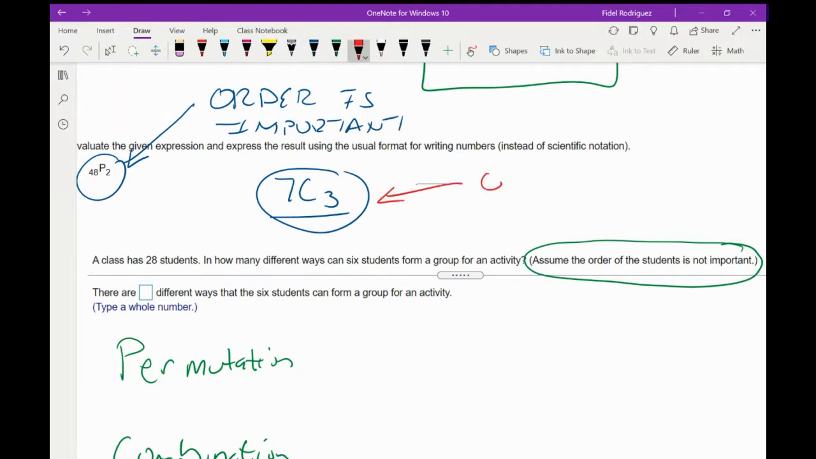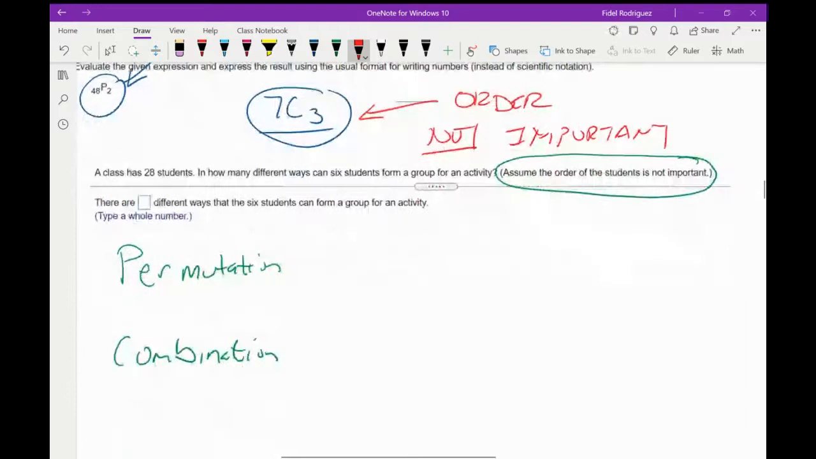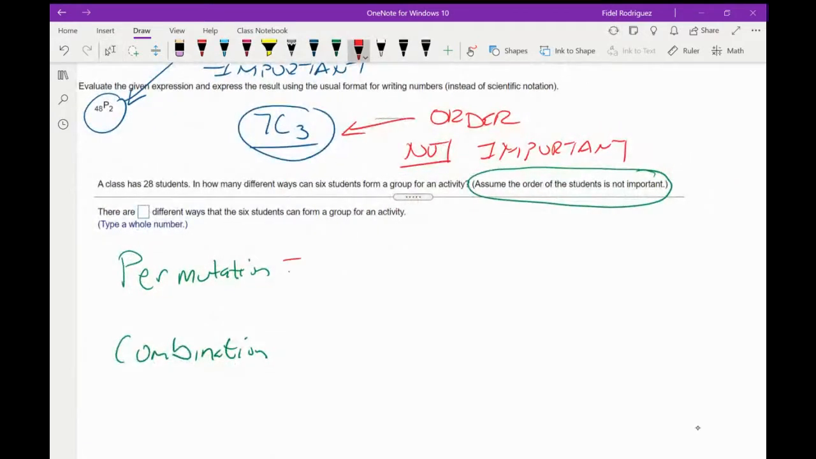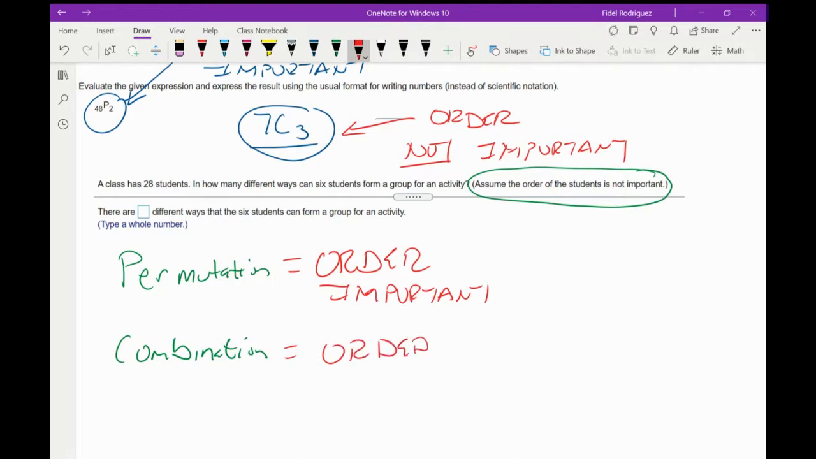In this one here, the order is not important. Okay, so for permutations, order is important, and for combinations, order is not important. Okay, so let's take a look at the problem we have.